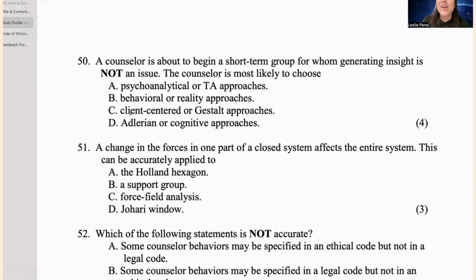Last one, guys. Number 50. We did it. If you made it this far, I'm so proud of you. The code word is Daenerys Targaryen. Okay. A counselor is about to begin a short-term group for whom generating insight is not an issue. They got it sorted out already. This counselor is most likely to choose what approach? So the answer is B, behavioral or reality approaches.